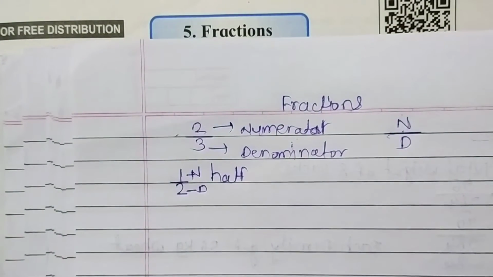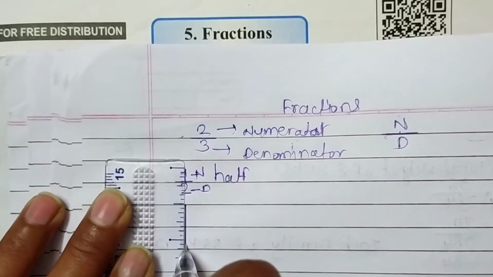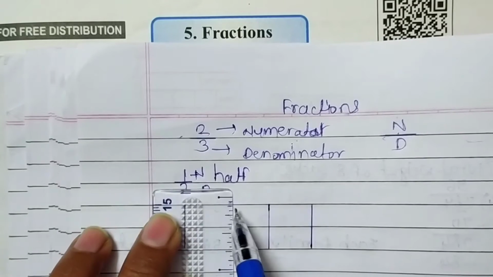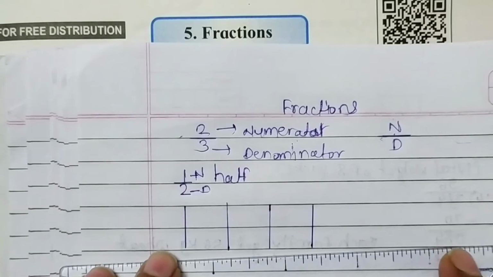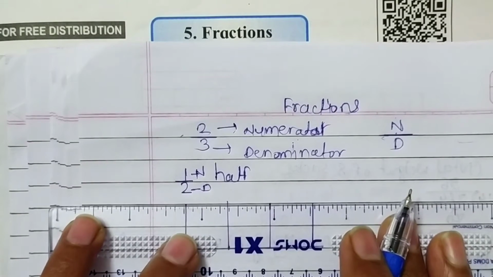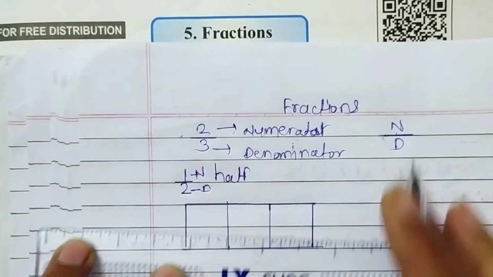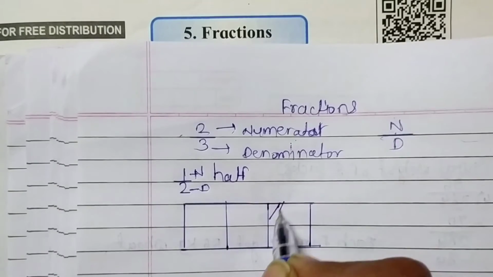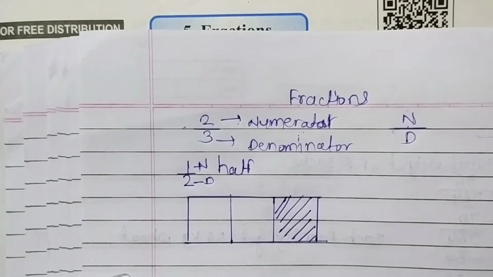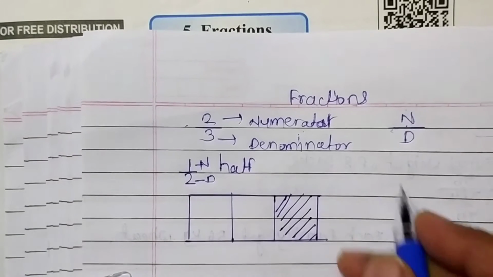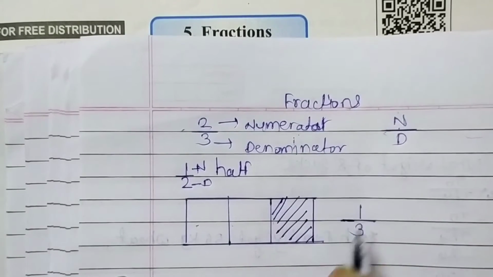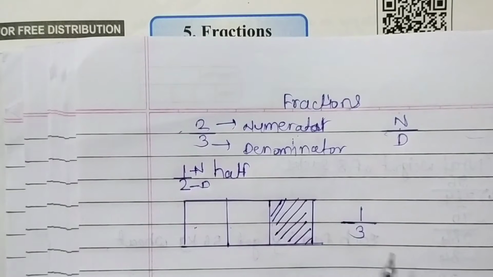Just see here, I draw one figure. This figure has 3 parts, and from 3 parts, 1 part is colored. So how can I write this fraction? I write it as, upon 3 parts, 1 is colored. So I write it 1 upon 3.